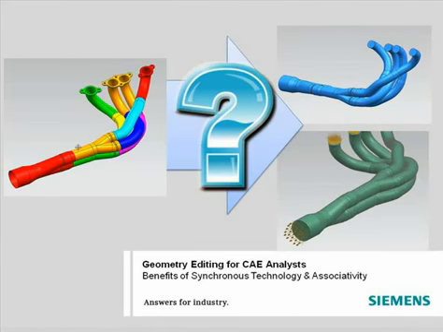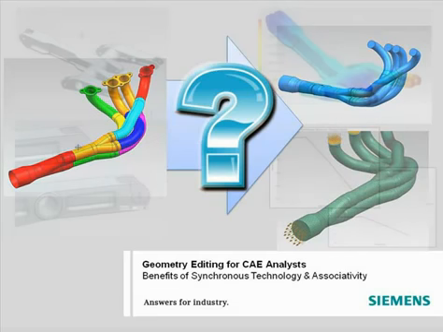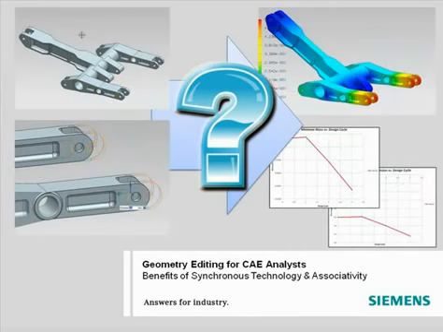In this video, you'll see 3 different cases where CAE analysts need to modify geometry and how NX greatly simplifies the task. Additionally, you'll see benefits of how FE model associativity to the base geometry can be an even greater benefit to your productivity as designs change throughout the development cycle.